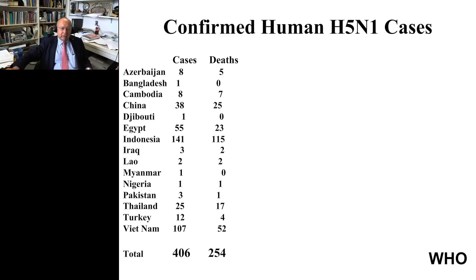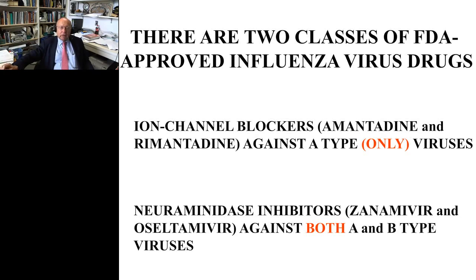So these are very potential new pandemic strains which might jump into humans. So what can we do against these different influenza viruses? We actually have two different classes of FDA-approved influenza virus drugs. These are the so-called ion channel blockers, amantadine or rimantadine.